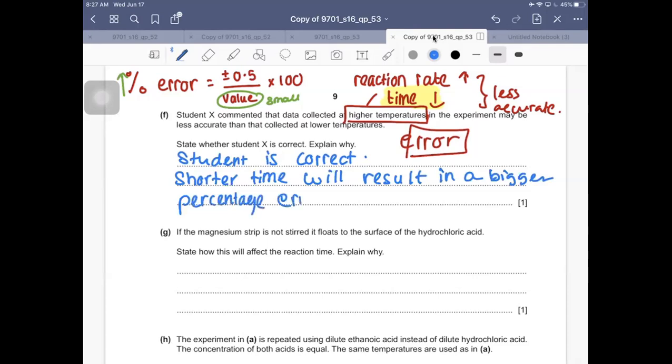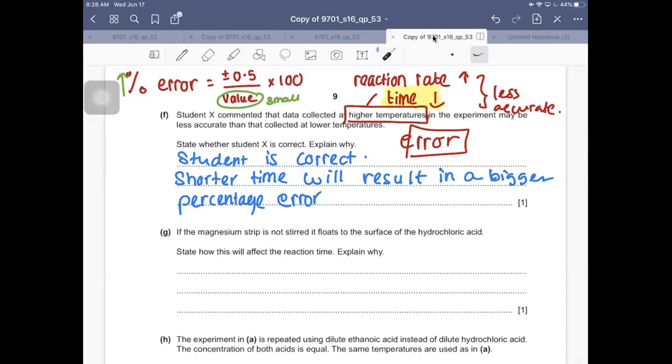If you are wondering where to find this formula, please refer to your paper 3 or the practical notes that I gave you at the very start of your lower 6 last year. Percentage error is the smallest error divided by the value. The value is the number that you are recording. If you're taking the time, it's the time. If you're taking the volume, it's the volume. So it all depends on your experiment or your setup.